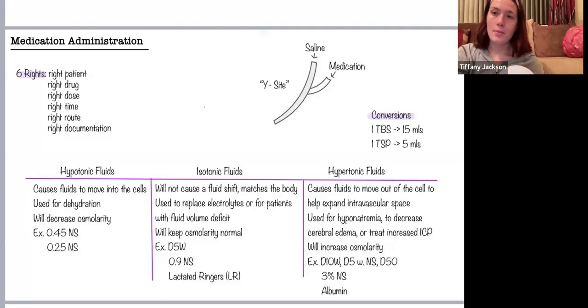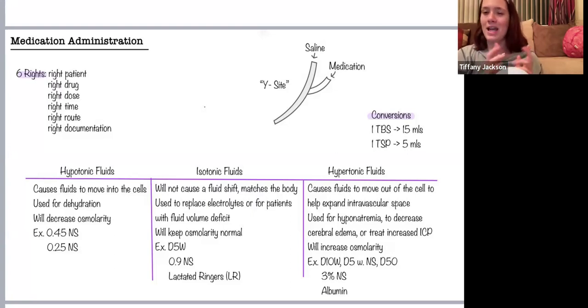Okay. This is just a photo of what a Y site looks like. So if a medication is Y site compatible, it can be ran through the Y site. Our main fluids are going to be our hypotonic, isotonic, and hypertonic. When we think hypotonic fluids, we want to essentially pop the cells. Think hypo, think pop. Hypotonic fluids cause fluids to move into the cells. So if your patient is dehydrated, we're going to want to give them 45 normal saline or 25 normal saline.